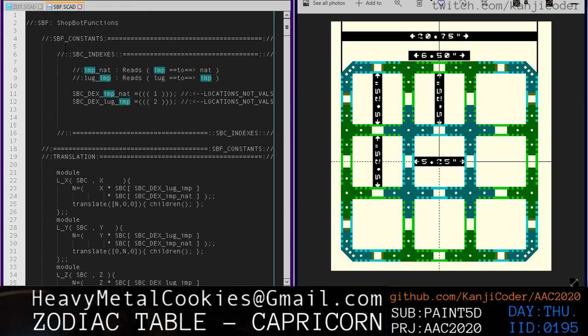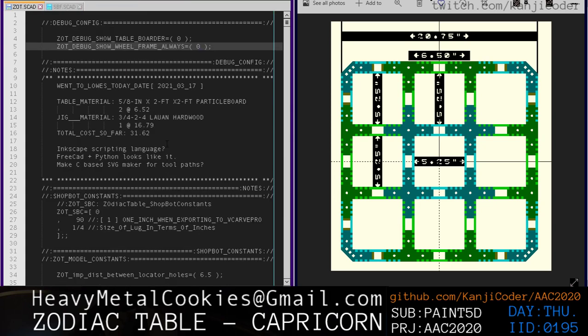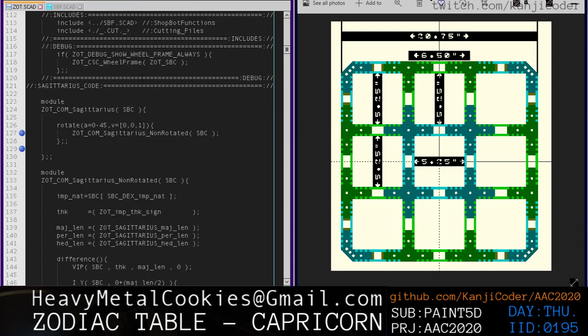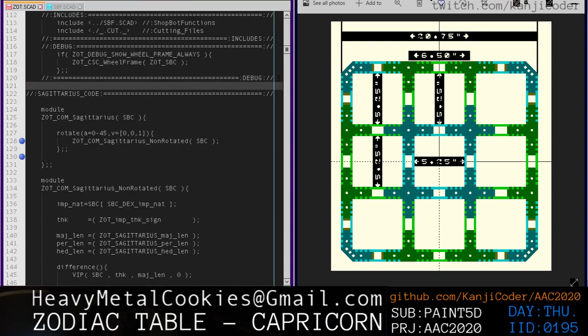Excellent. Now we have most of the stuff in place, but we've got to turn the debugging on for this. Then down here, we're going to make another section for Capricorn code. We're going to say cap code, and call it Capricorn code.